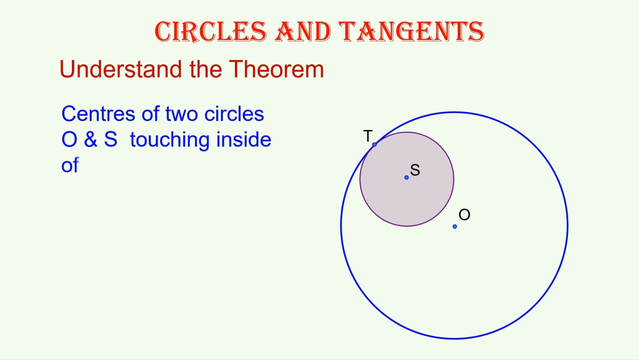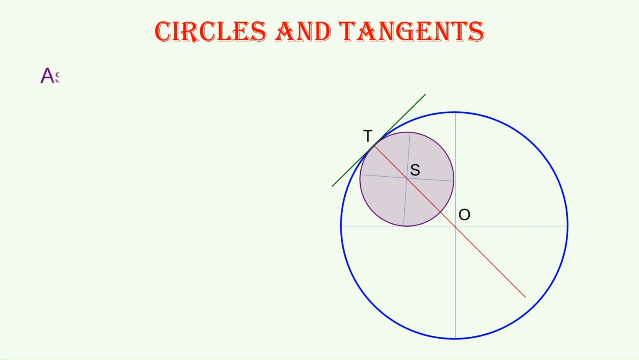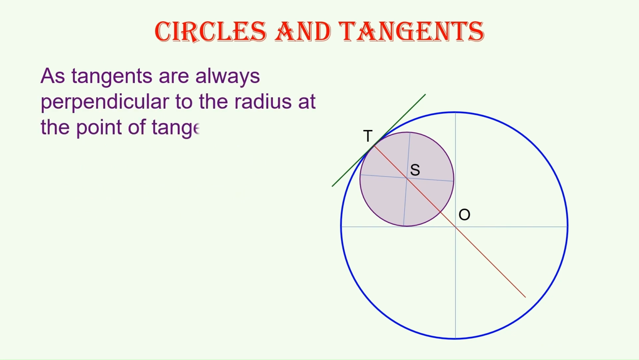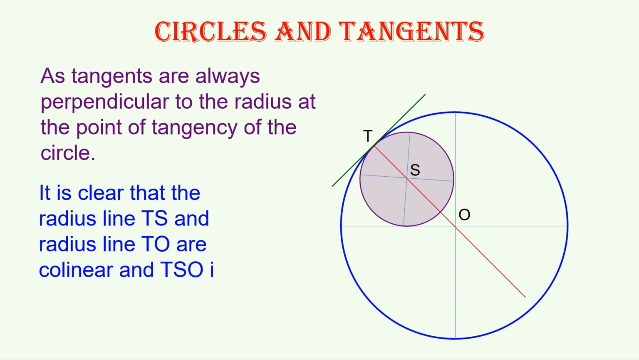Centers of two circles, O and S, touching inside one of the circles, and the point of tangency T, are in one straight line. As tangents are always perpendicular to the radius at the point of tangency of the circle, it is clear that the radius line TS and radius line TO are collinear, and TSO is a straight line.